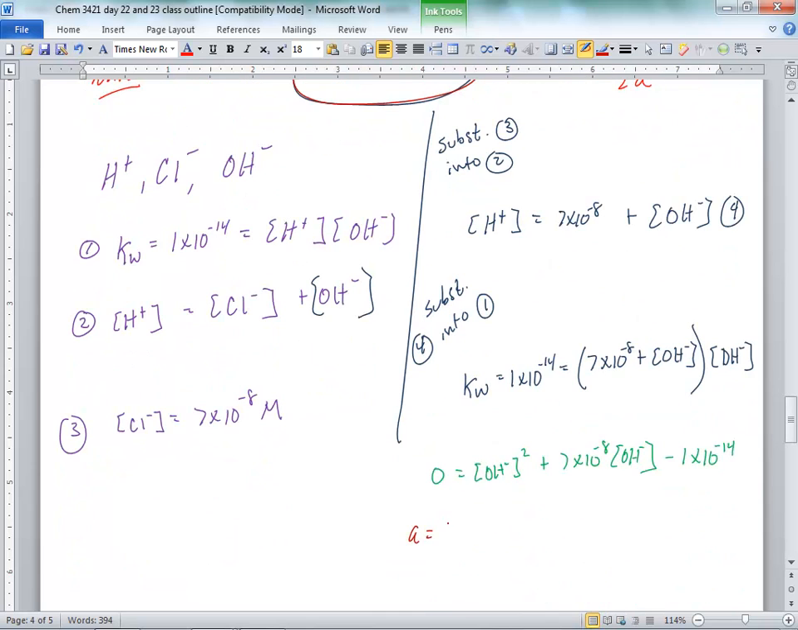So my a would be 1. My b is 7 times 10 to the negative 8. My c is a negative 1 times 10 to the negative 14.